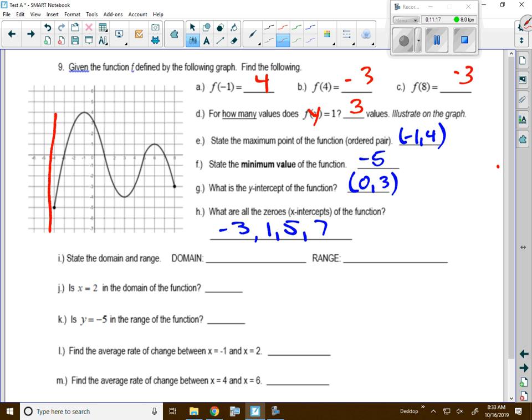Domain should be from, is that -4? Yeah. -4 to 8. So when we write it, okay, make sure it's written like that. For range, what do I need to change in the center? The Y. The Y value. So I start here at -5 and go up to 4.